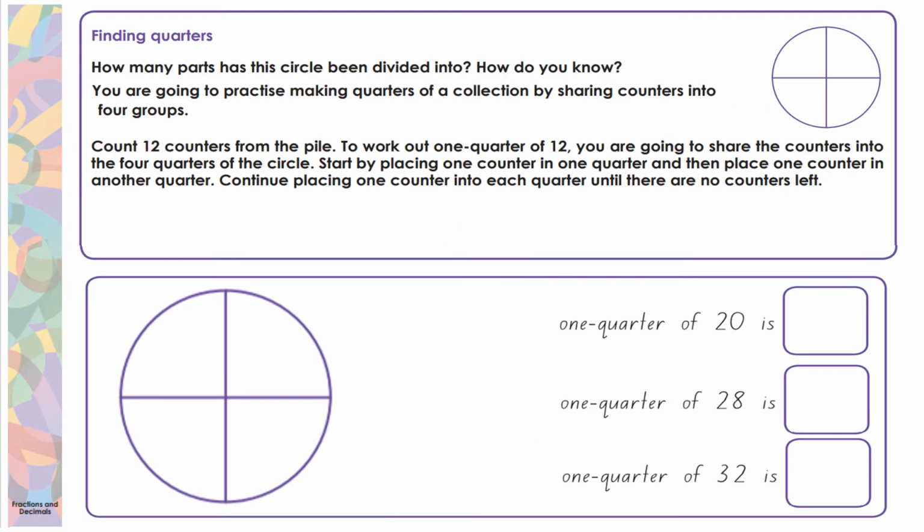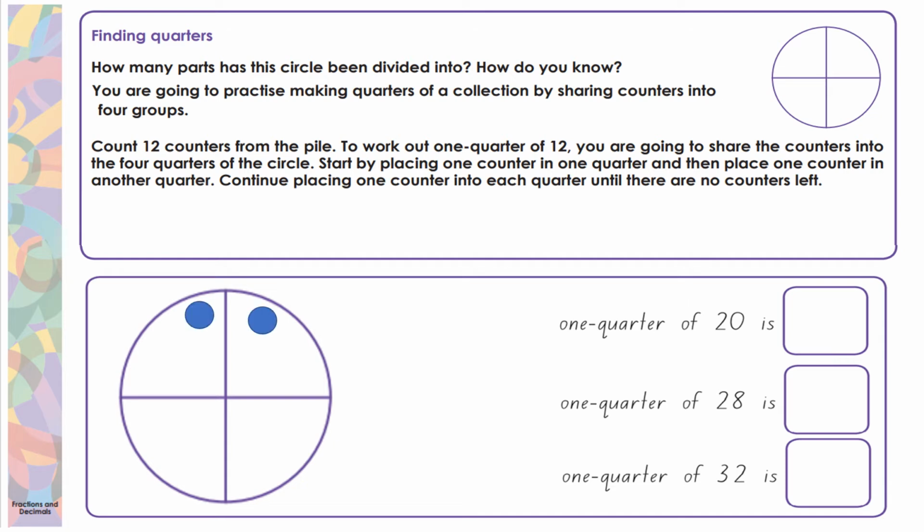Now, boys and girls, I'm going to use that exact same strategy to work out how to divide a collection of objects into quarters. So once again, see how I've divided my half in half again, and now I've got my 4 quarters. And I'm going to use that same strategy. Once again, I'm going to start with a really easy number. So this time I want you to imagine I've got 12 counters in front of me. And I'm going to work out what a quarter of 12 is.